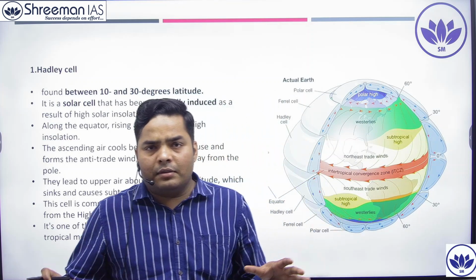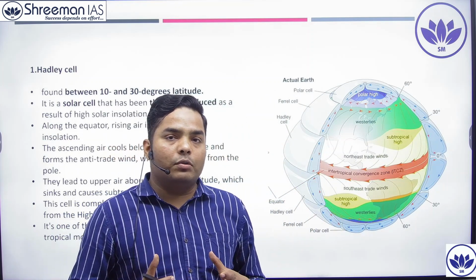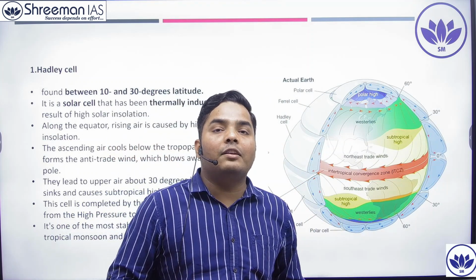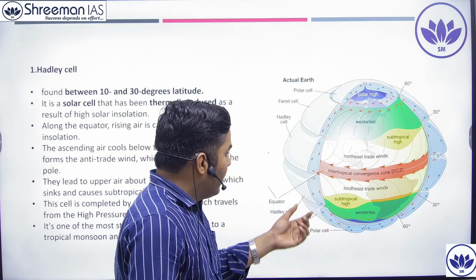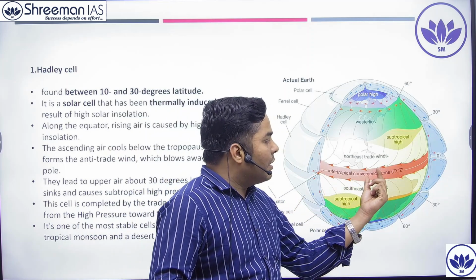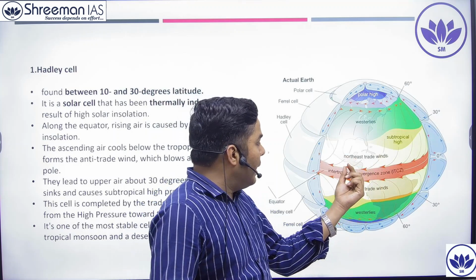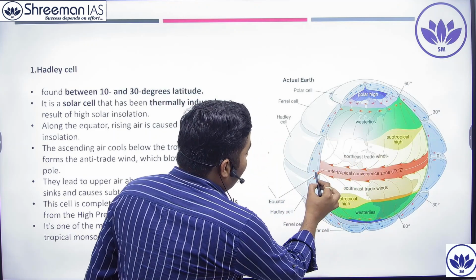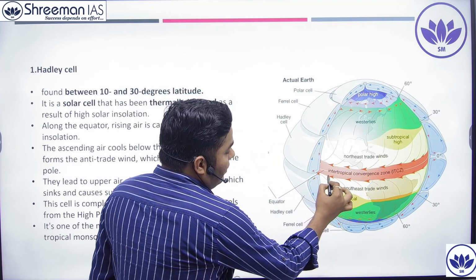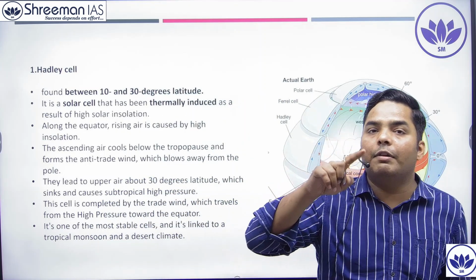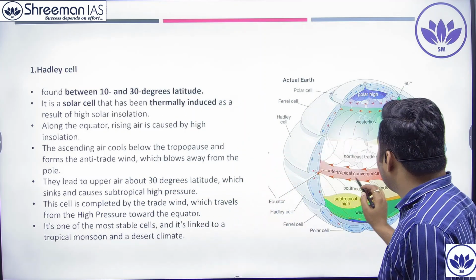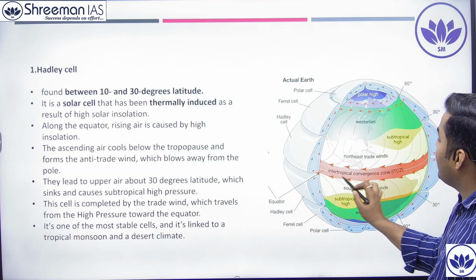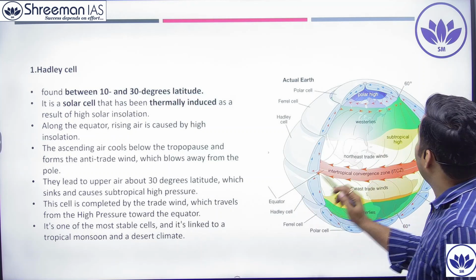and any substance which has low density tries to move upward. So this warm air mass will be uplifted, and because of the upliftment, what will happen at the earth surface? There will be a low pressure area. That's why it's a low pressure belt.